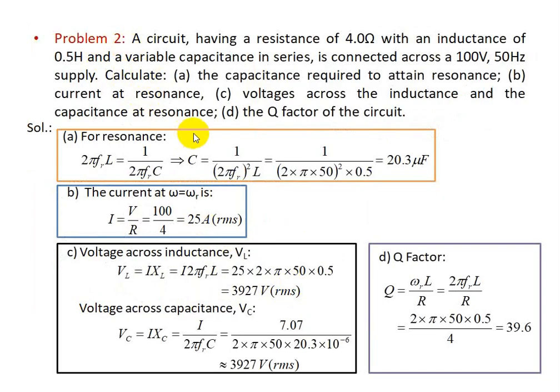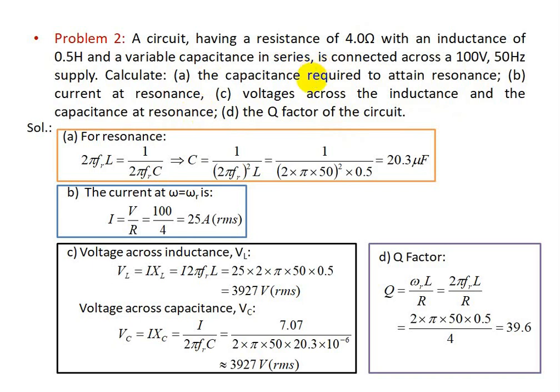Coming to the second problem. A circuit having a resistance of 4 ohms with an inductance of 0.5 Henry and a variable capacitance in series is connected across a 100 volt 50 Hz supply. Calculate A, the capacitance required to attain resonance, B, the current at resonance, C, the voltage across the inductance and the capacitance at resonance, D, the power factor of the circuit. So the values given in the problem are: resistance is 4 ohms, inductance is 0.5 Henry, and supply voltage is 100 volts, 50 Hz. So let us see how to calculate all these values.